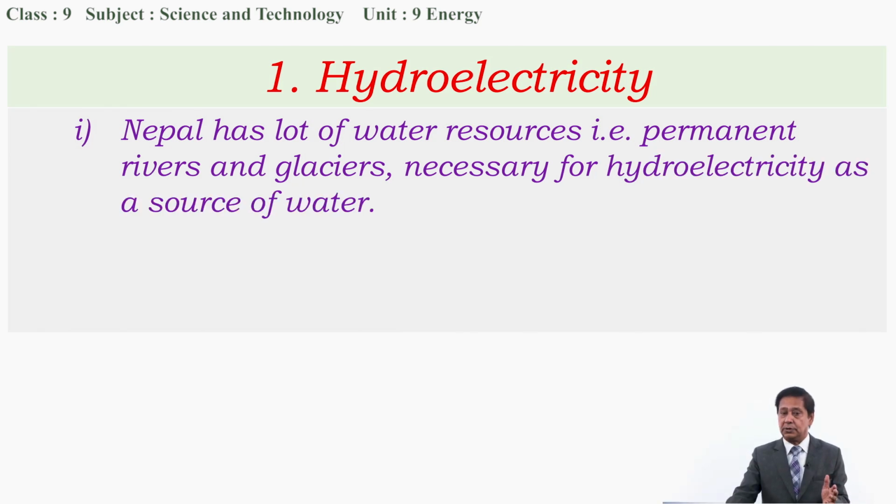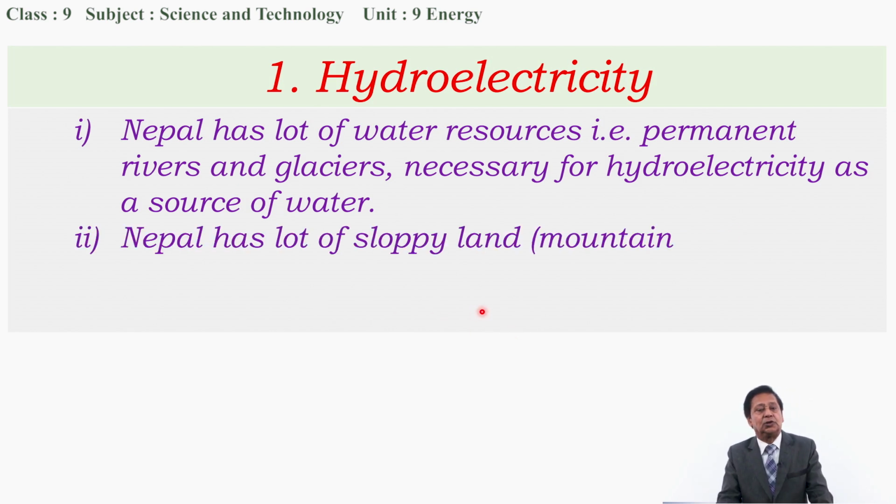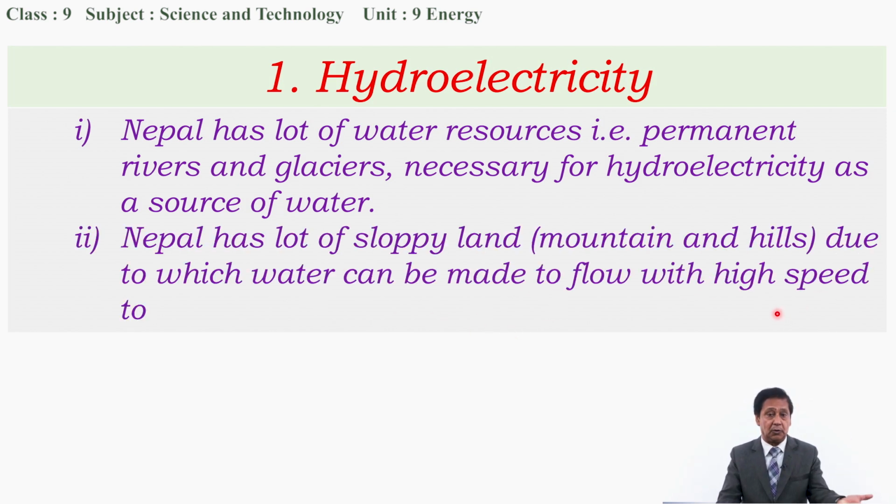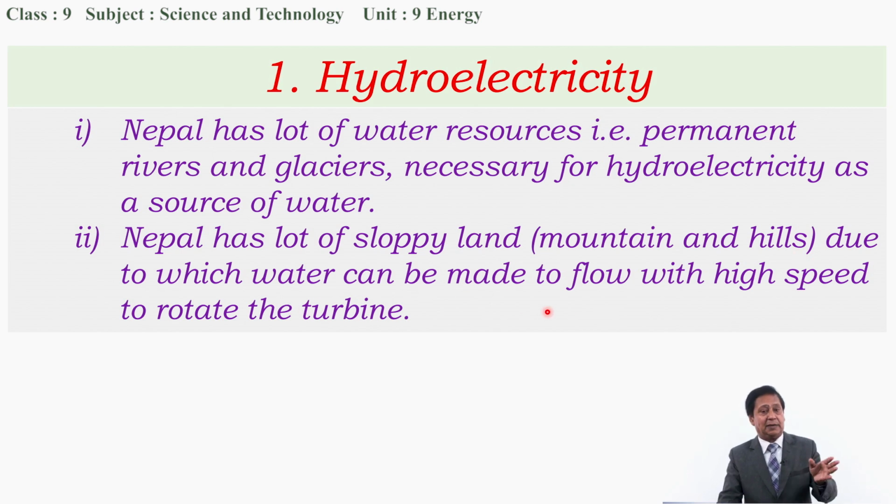That's why if you have to write, you can write this way. Nepal has a lot of water resources, that is permanent rivers, glaciers, etc., which are necessary for hydroelectricity as a source of water. Now, the second point, what I told you: Nepal has a lot of sloping lands, it is full of mountains and hills, due to which water can be made to flow with high speed to rotate the turbine. Because of these two major reasons, our country is rich in hydroelectricity. That's why hydroelectricity may be the best alternative source of energy which can be used in place of this fossil fuel. Okay, let's move on to the next alternative source of energy for Nepal.